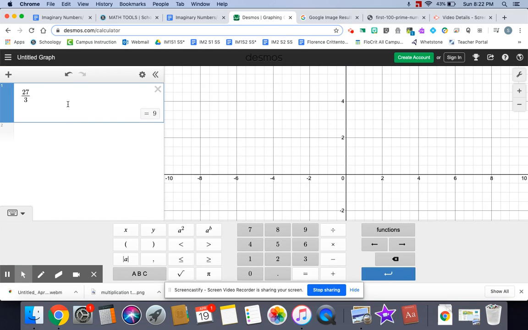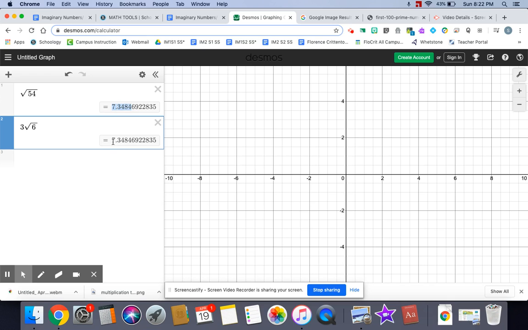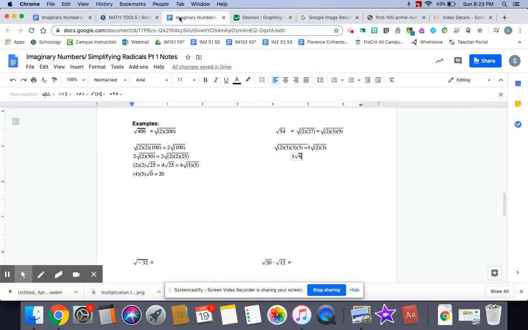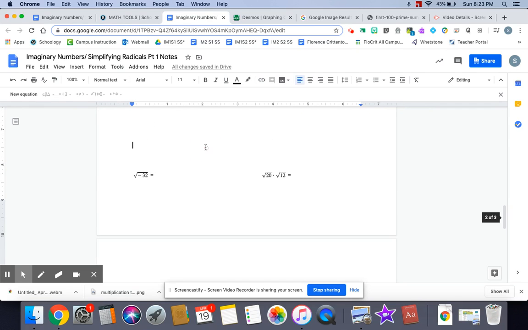And if you come here, you can see that in the calculator, the square root of 54 is the same thing as 3 square root of 6. See the decimals, 7.348, 7.348, exact same. All right. Let's do the next one.